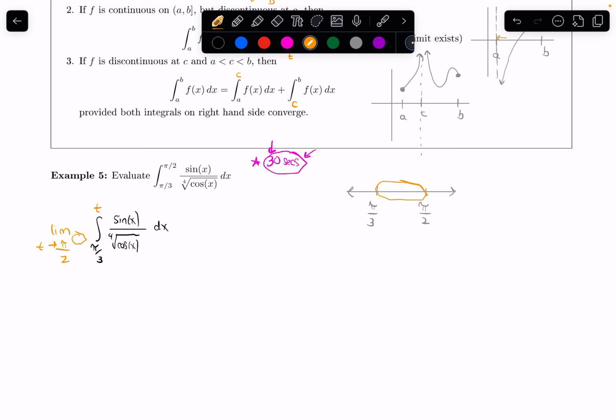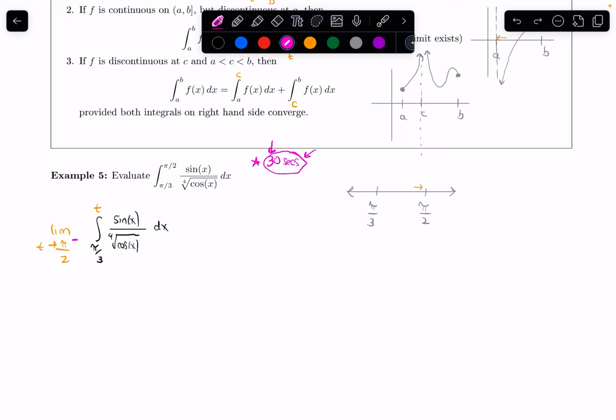If I get very close to pi over 2 and I'm staying within this interval, I have to be approaching pi over 2 from this left side. I can't be approaching from the right side because then I'm outside of the interval, and we don't care about being outside the interval. So let us fill that in the limit. I'm approaching pi over 2 from the left, so I'll put a little minus sign there to indicate that.